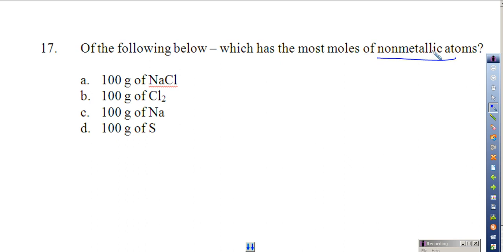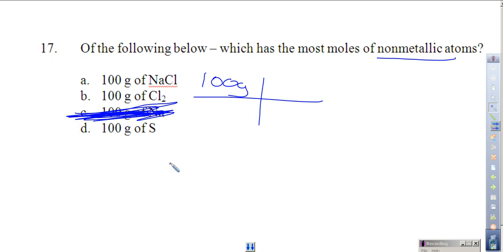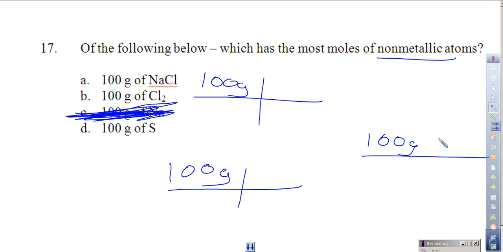Why can we eliminate C? It's a metal. There is no non-metal inside of it. So that's first off. Second, here's what we're going to do. We're going to set up 100 grams and 100 grams. Which box is going to be the same, the top or the bottom?